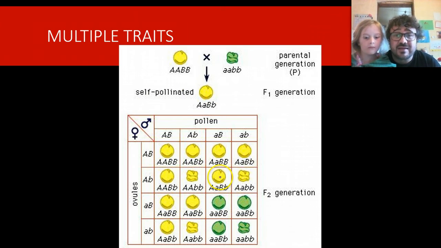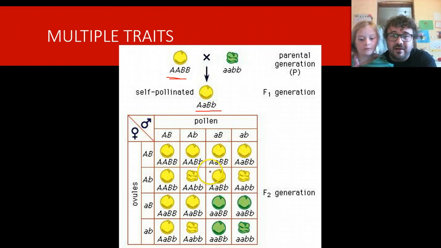Now, we can do this with multiple traits, which just means our Punnett squares, this is a Punnett square, our Punnett squares get a bit bigger. So here's the father, here's the mother. The fathers and mothers are both this, so F1. With the father, we have 4 possibilities. We can get an AB, capital A, capital B, capital A, lowercase b, lowercase a, capital B, lowercase a, lowercase b.